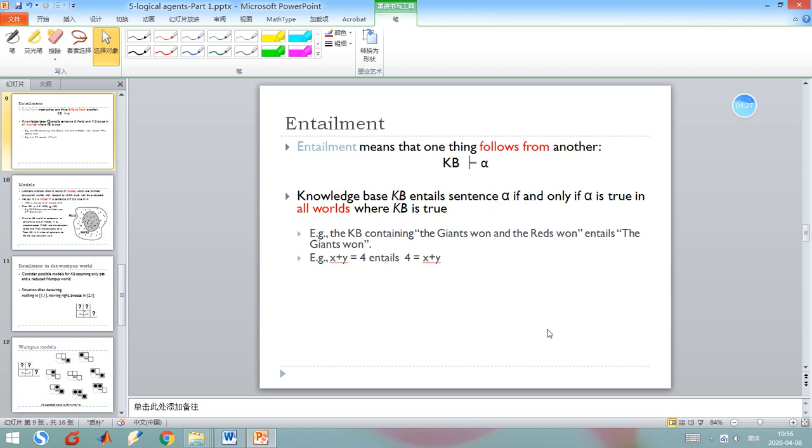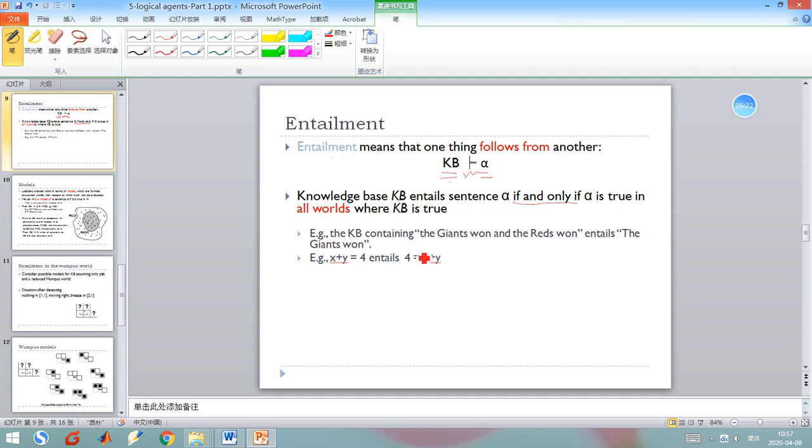So now that we have known the notion of truth, we are ready to talk about logical reasoning. This involves the relation of logical entailment between sentences. That is, a sentence logically follows another sentence, denoted by this notation called entailment. Entailment means that one thing follows from another. Here alpha follows from KB. The knowledge base KB entails the sentence alpha if and only if alpha is true in all worlds where KB is true.